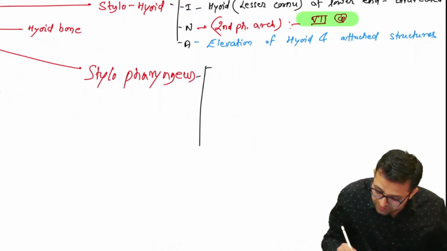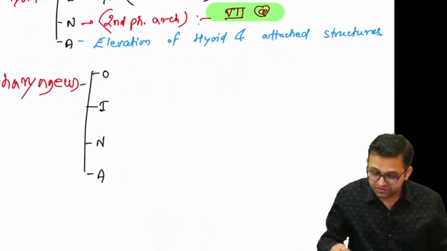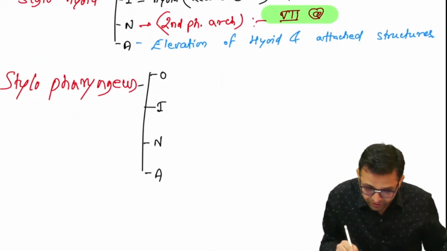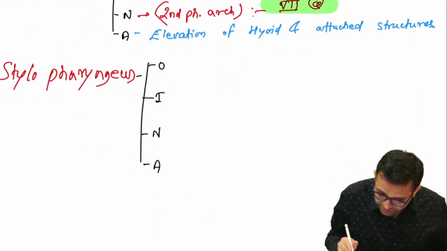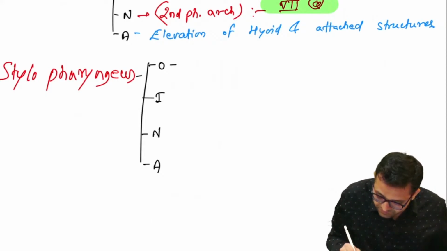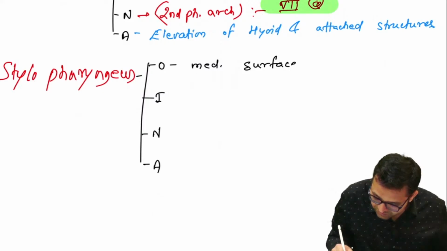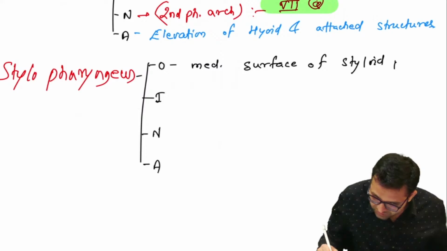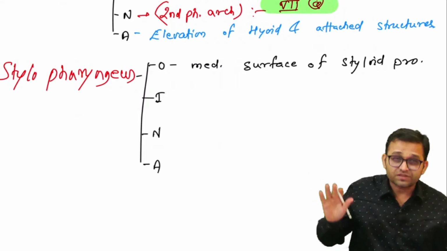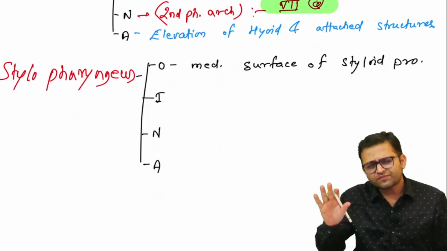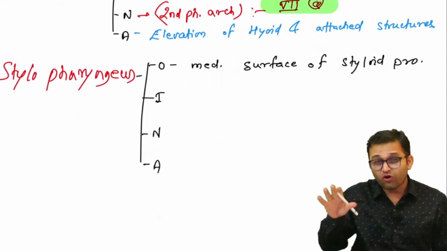So you can say origin, insertion, nerve supply, action. So the few important points which you have to remember: origin. Sir, this stylopharyngeus arises from medial surface of styloid process. Okay, sir. So it is taking origin from the medial surface of the styloid process, also the hyoid bone, but we are not going too much detail.